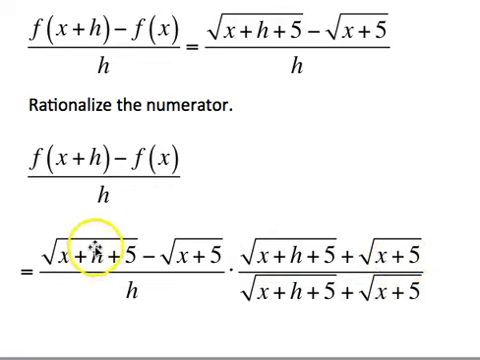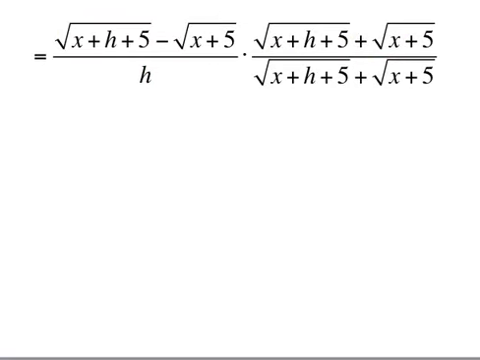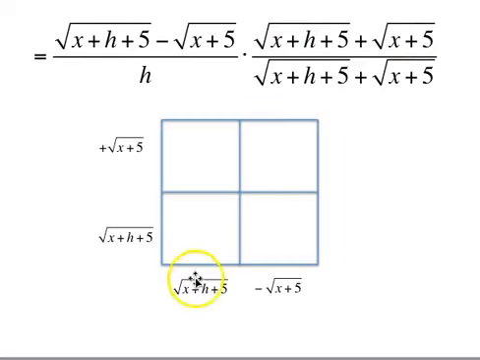So now I've got to multiply this piece by this piece. On the bottom, we're just going to take h times the parentheses, but the numerator multiplication is the challenging part here. So how do we do that? How do we do this piece times this piece? First times first, first times last, inners, outers. You can think of it that way. I like to visualize it. So I have root x plus h plus 5 minus root x plus 5 here, root x plus h plus 5 plus root x plus 5 there.